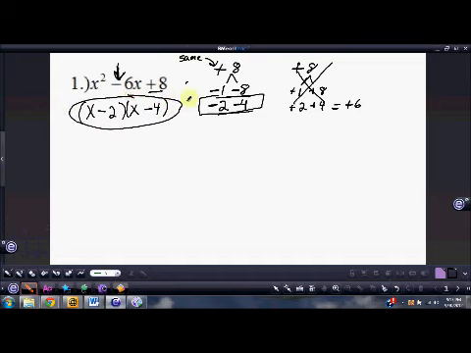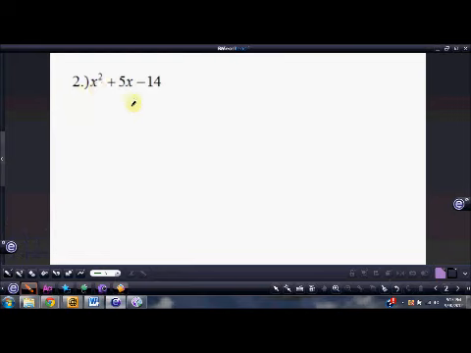Okay. All right. Second question we had to worry about was x squared plus 5x minus 14. Again, you should notice there's no number in front of the x squared, which means once again, we're just taking that last number, negative 14. Again, we're looking for all of the pairs of numbers that when multiplied give me negative 14, and it's 1 and 14, 2 and 7.